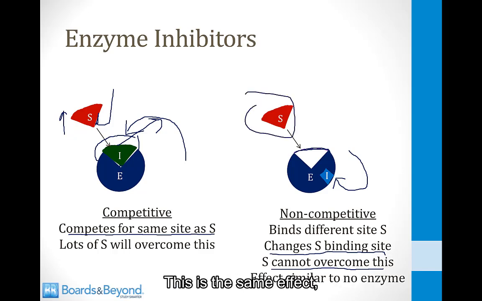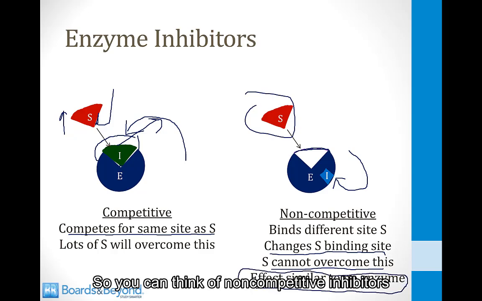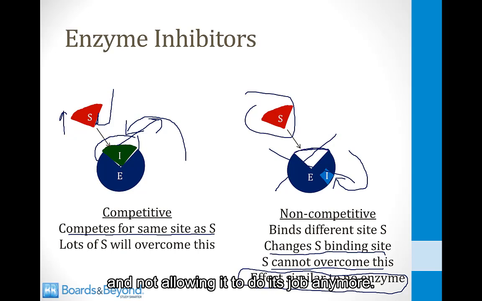This is the same effect as if you didn't have enzyme around at all. So you can think of non-competitive inhibitors as enzyme destroyers. They essentially have an effect on the body and the system of taking the enzyme out of the equation and not allowing it to do its job anymore.